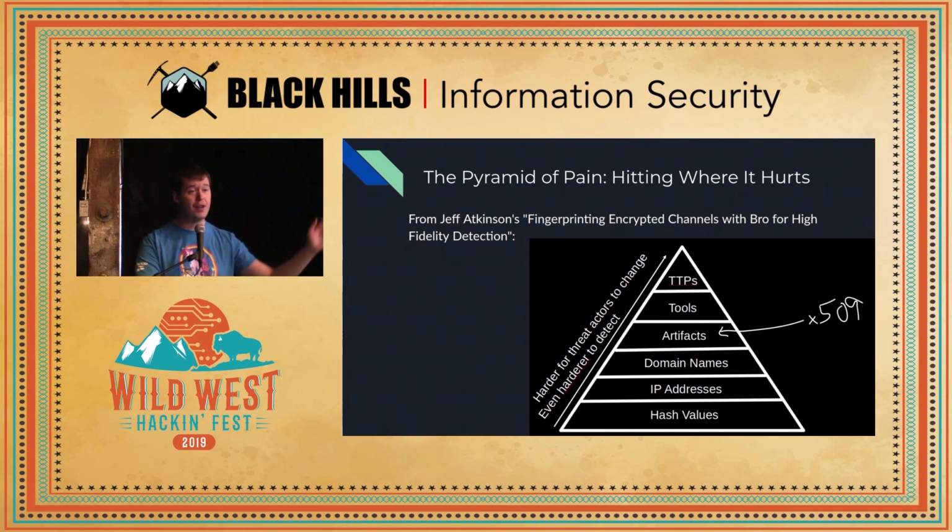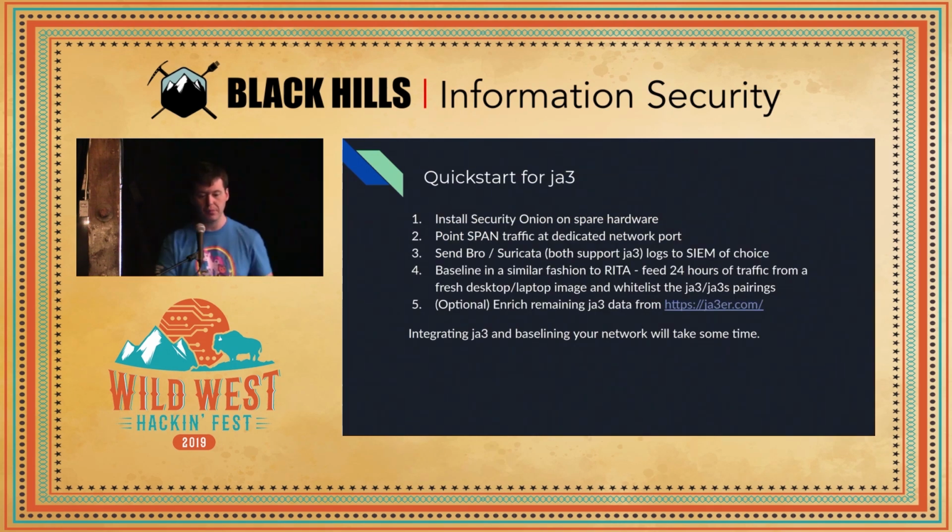I replaced everything. But use the same infrastructure for your next attack, right? As we do as attackers. So quick start for JA3: install Security Onion. It turns out Zeek and Suricata, rather, has support for JA3 out of the box. Point your span traffic, the same one I've talked about for using Rita, at your dedicated network port. Send your Zeek and Suricata logs, they both support JA3, to your SIM of choice.